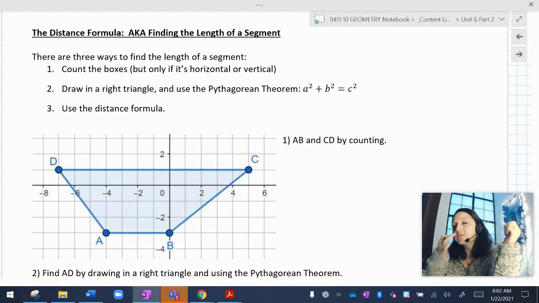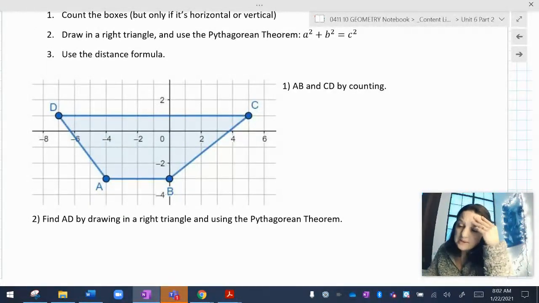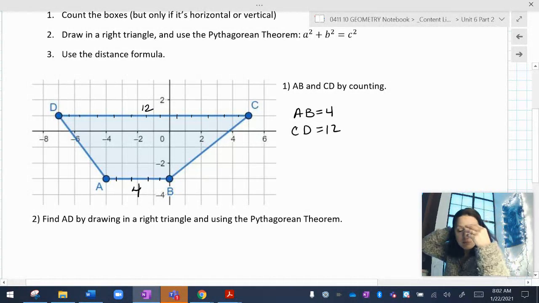So I'm going to show you all those different examples, and then you can use the one that makes the most sense to you. So number 1 says, find AB and CD by counting. By the way, please remember that when you see AB without a segment over it, it means the length of AB. So if I want the length of AB, it's 1, 2, 3, 4 boxes. And if I want CD, it's 1, 2, 3, 4, 5, 6, 7, 8, 9, 10, 11, 12. 12 boxes. So AB is 4, CD is 12. Fantastic.